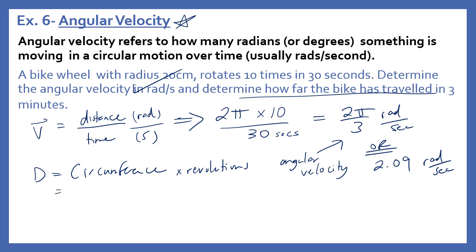Circumference is easy. It's 2 pi r, which is 2 pi times the radius, which was 20 centimeters. Now the number of revolutions: how many times does this go around in 3 minutes? Well, if it goes around 10 times in 30 seconds, how many seconds are in a minute? 60. So if it goes 10 times in 30 seconds, it goes 20 times per minute, and it says in 3 minutes. What's 20 times 3? 60. So this does 60 revolutions.